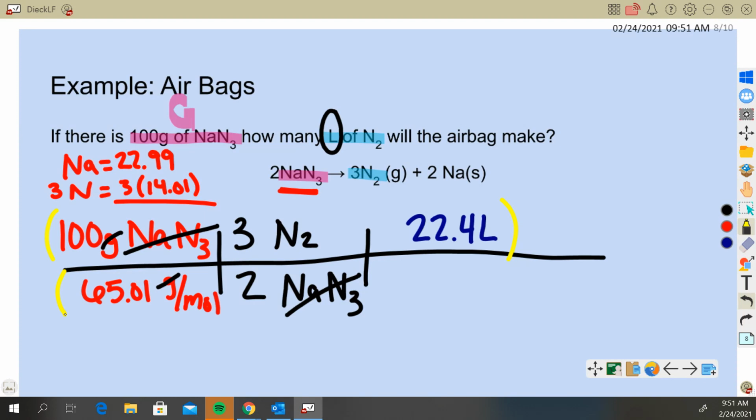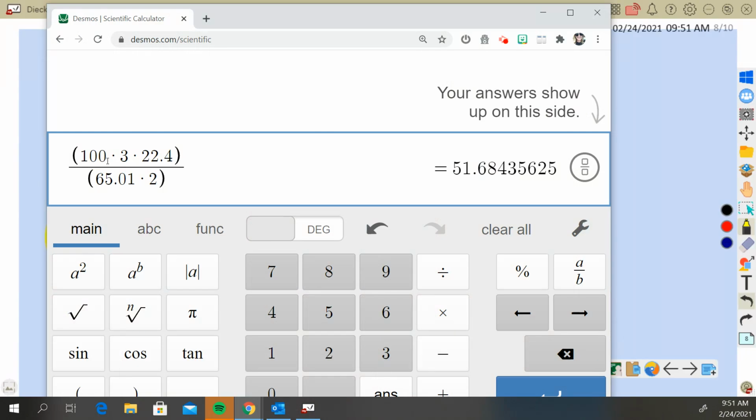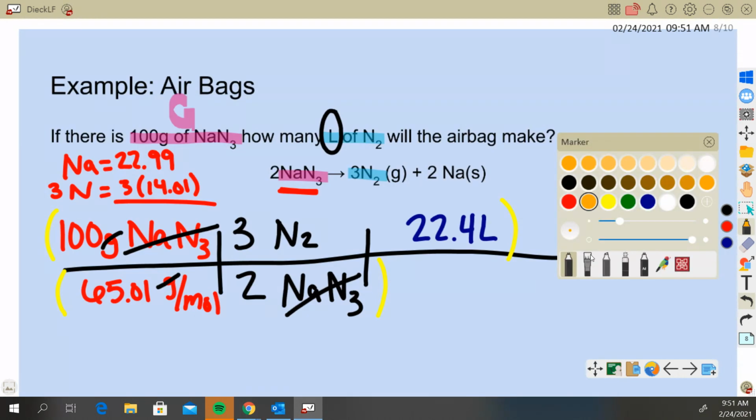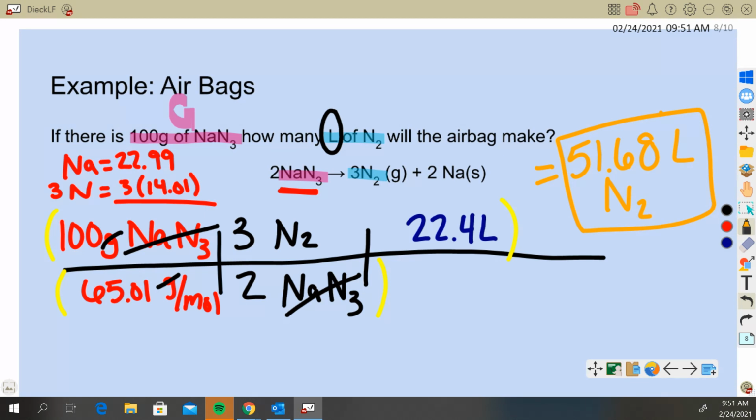And then you're going to divide that by 65.01 times 2. I believe I already have this typed into Desmos on my computer. So 100 times 3 times 22.4 divided by 65.01 times 2 gives us an answer of 51.68. So our answer is going to be 51.68. What's my unit again? Liters, and liters of N2. How was that? Do we like the flow chart? Is that helpful for us? Awesome.